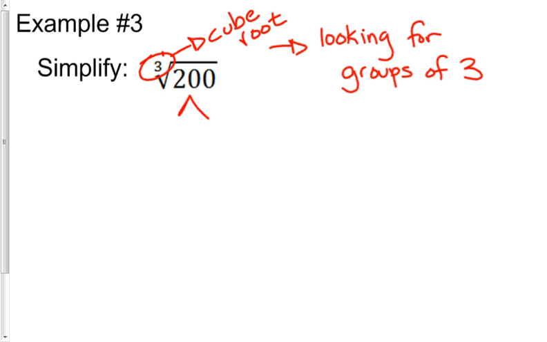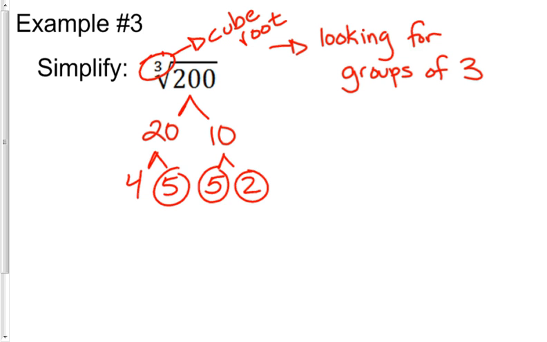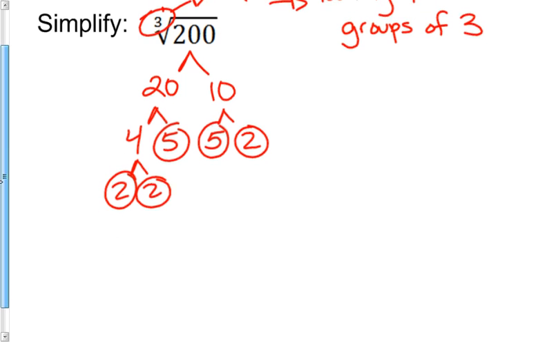So 200 could be 20 times 10. You could also do 100 times 2. You break down however you want, but the point is that you keep breaking it down until you get prime numbers. So 10 is 5 times 2, 20 is 4 times 5. Every time I find a prime number, I'm going to circle it. So 200 breaks down as 2 times 2 times 2 times 5 times 5. So 3 2's and 2 5's.